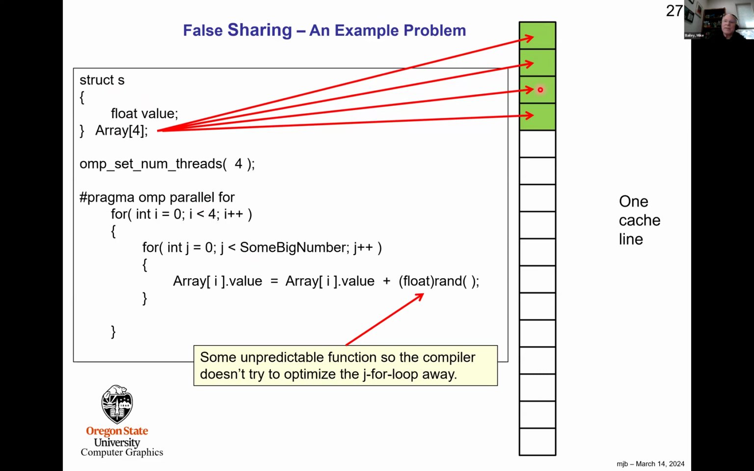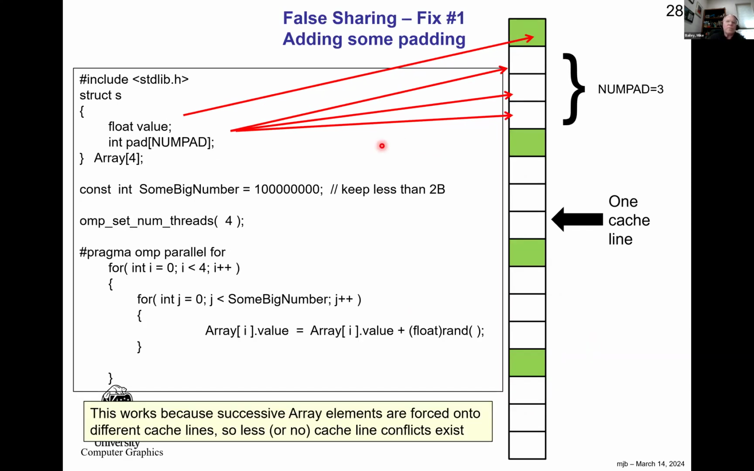Array 2, this is its and this is its. Okay, and this whole set of boxes, 16 floats, that's 64 bytes. This is one cache line. All right, now here's what we're going to do.